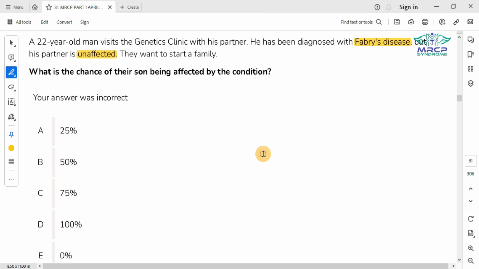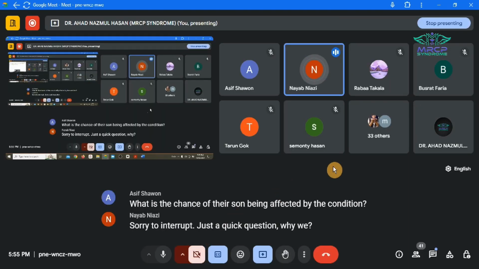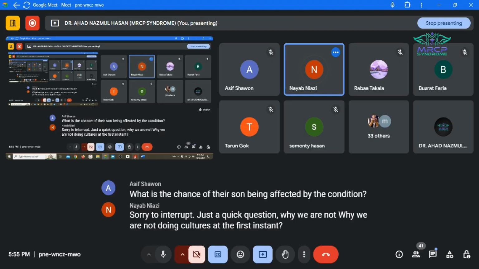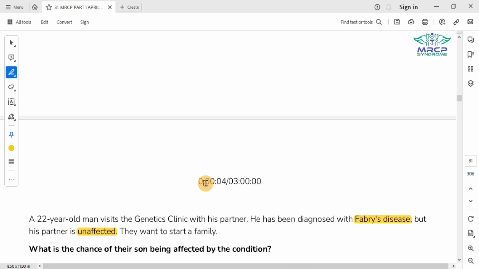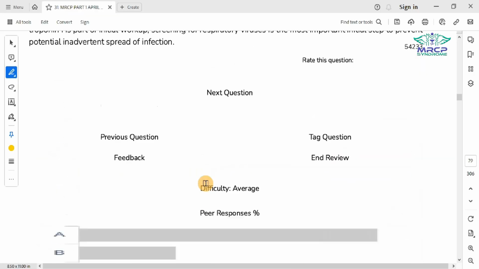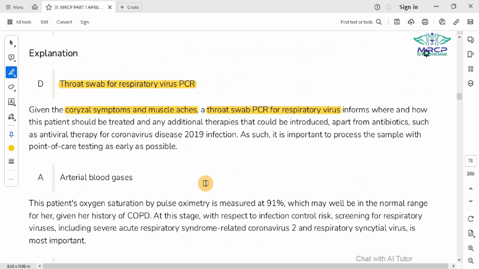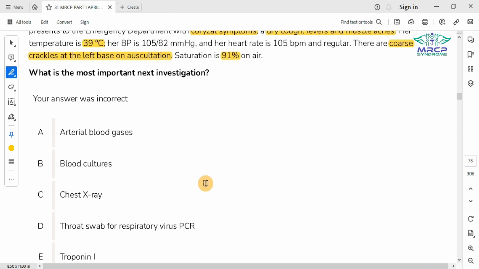Sorry to interrupt. Just a quick question. Why are we not doing cultures at the first instance? Culture will usually take a longer time, and culture is never the initial or the next investigation. It will at least take 3 to 7 days.